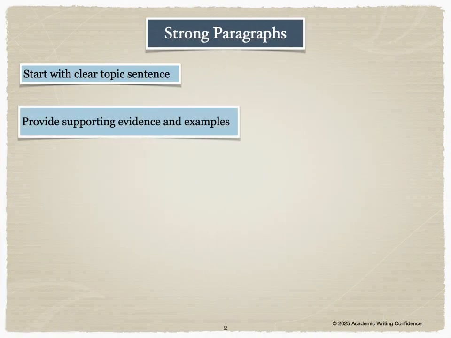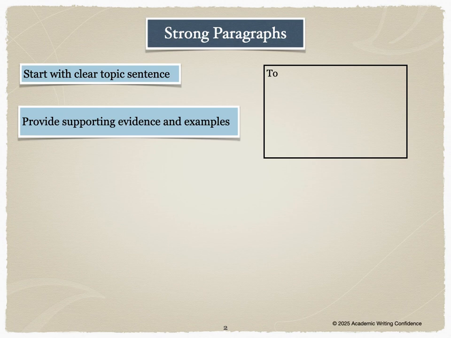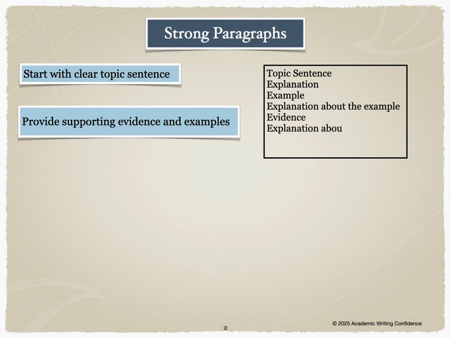After you have a good, clear topic sentence, you will want to provide supporting evidence and examples in your paragraph. You will start with the topic sentence, and then you might have an explanation, an example, perhaps. Maybe an explanation about the example. You might add some evidence and then explain something about that evidence. You may also add another example in your paragraph, and then your final conclusion sentence.